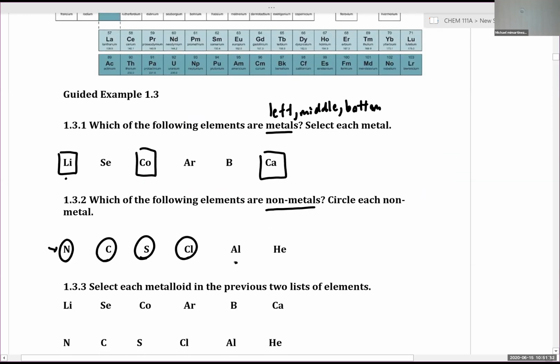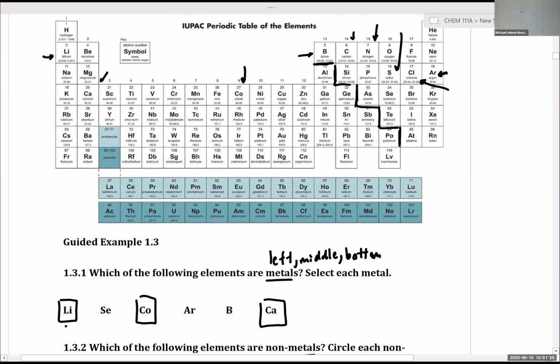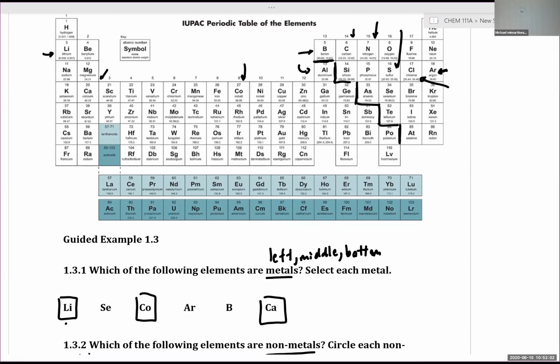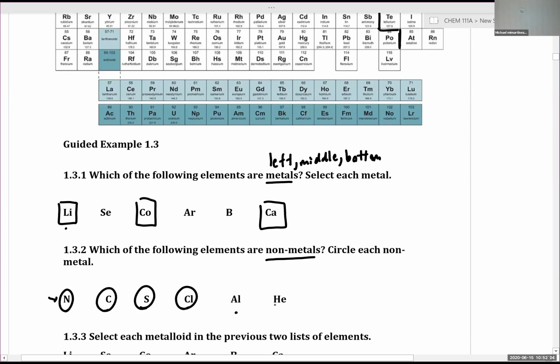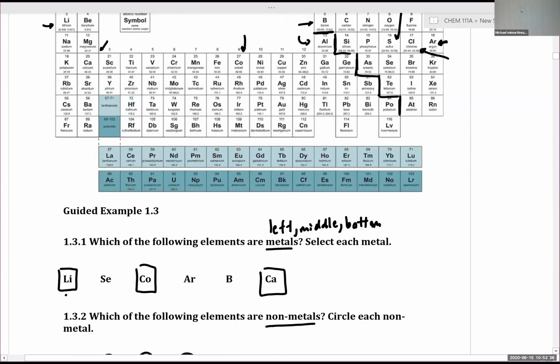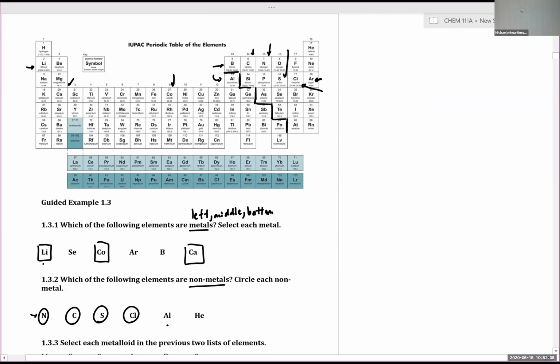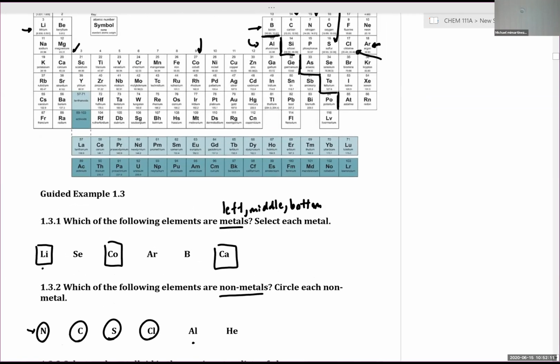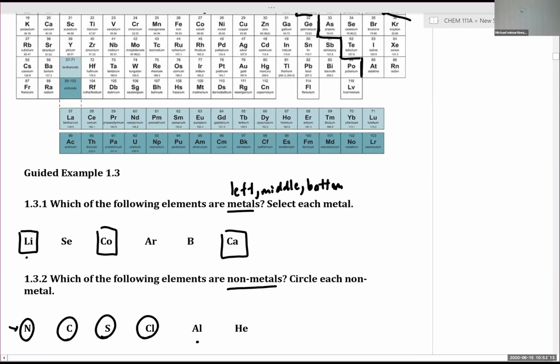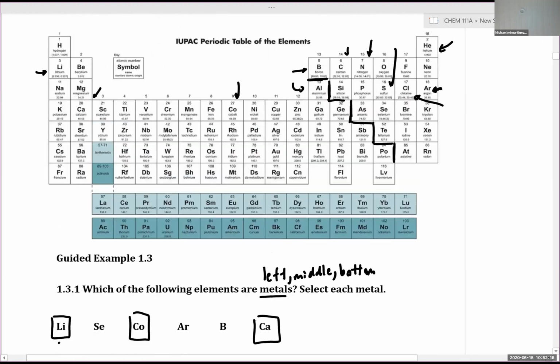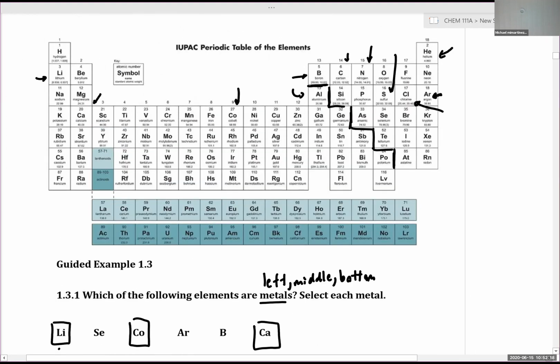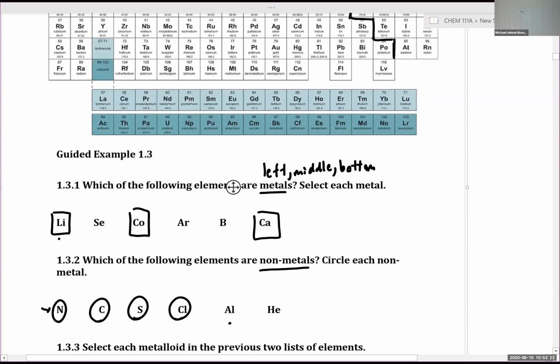What about aluminum? Just to make sure everyone's paying attention. If we look at aluminum, is aluminum a non-metal? No, so we'll leave it blank. And then finally, helium, He. Let's zoom in really quickly. Helium is in fact a nonmetal. It's on the right-hand side of the periodic table. Okay, perfect.